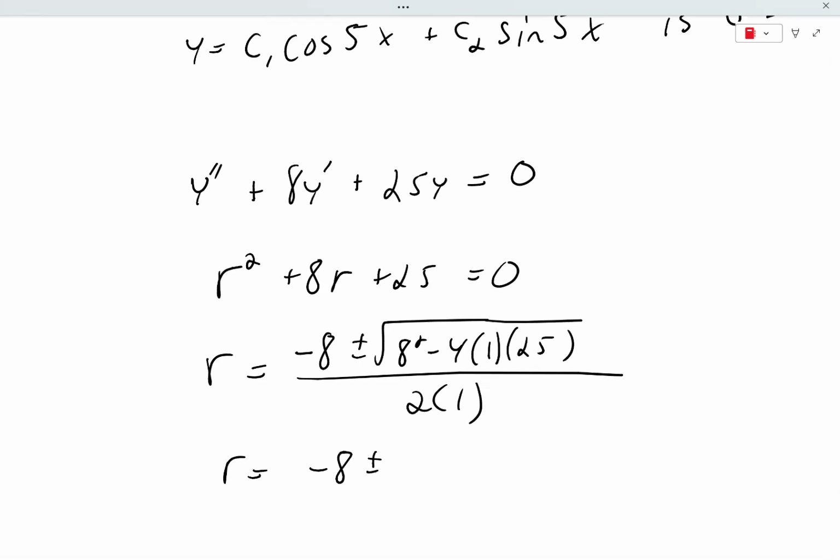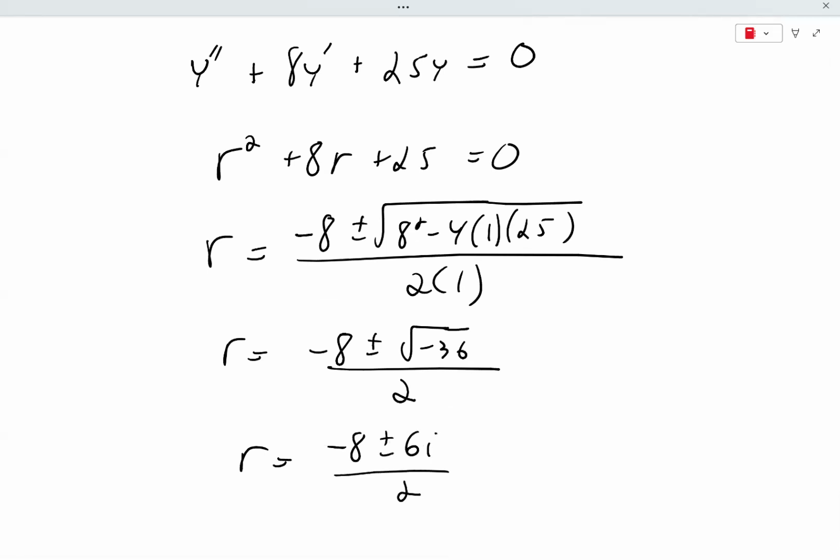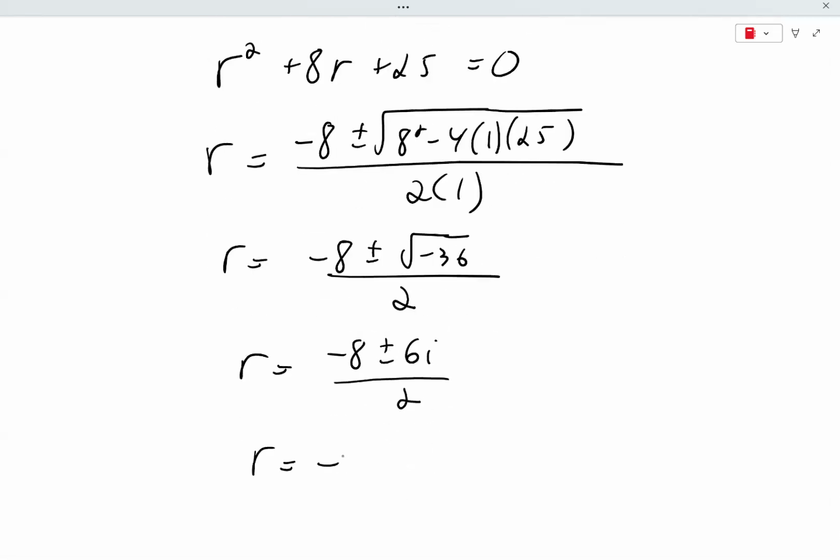No, 64 minus 100. Well, 100 minus 64 is 36. Okay, so negative 36 there. So square root of negative 36 over 2, like that. So you get r equals negative 8 plus or minus 6i over 2. So r equals negative 4 plus or minus 3i. So something like this.